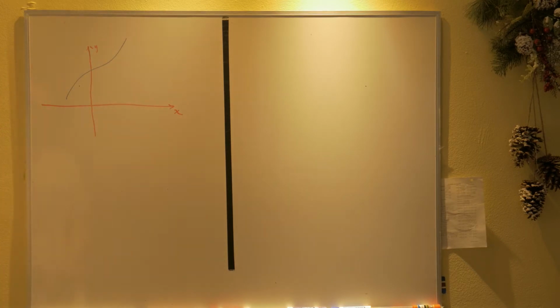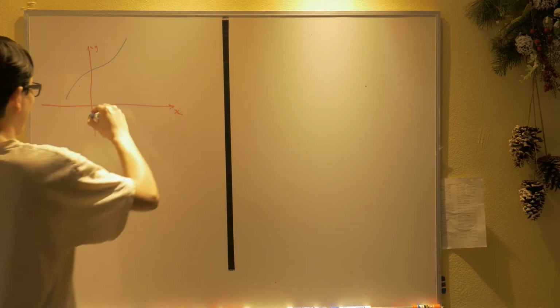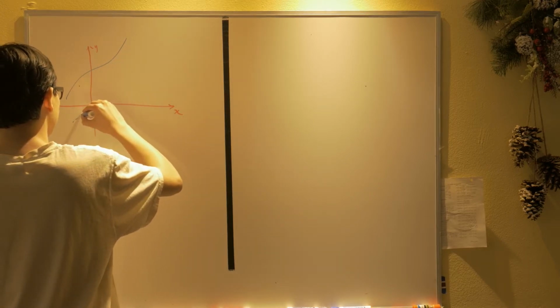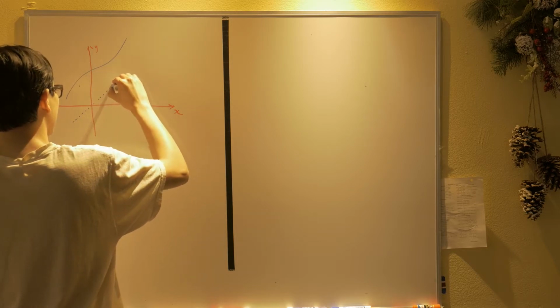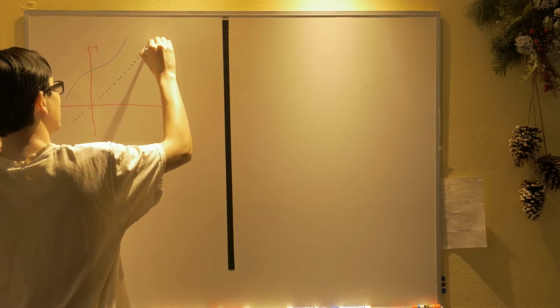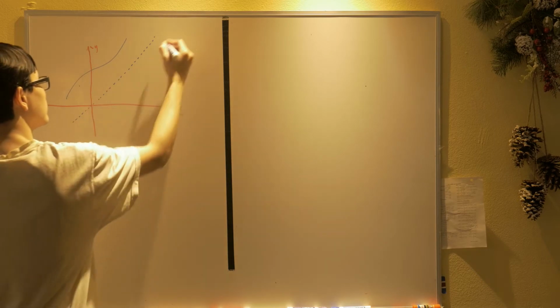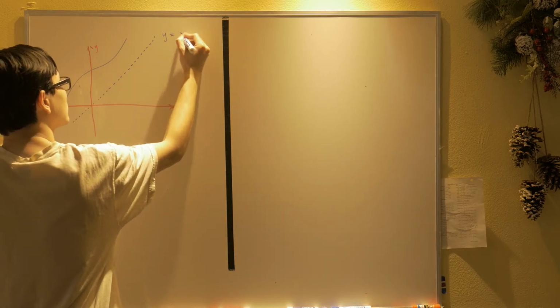And I draw a line y equal x. The line y equal x makes an angle with the x-axis of 45 degrees. So this is the line y equal x.